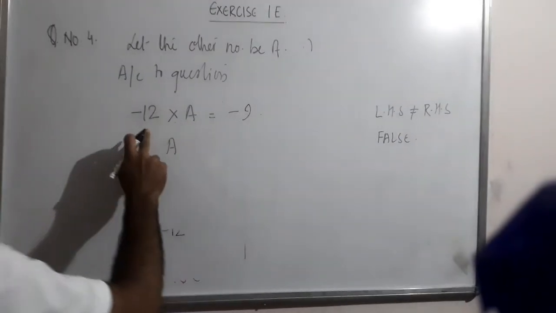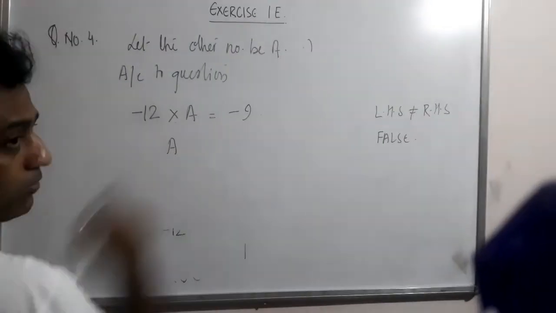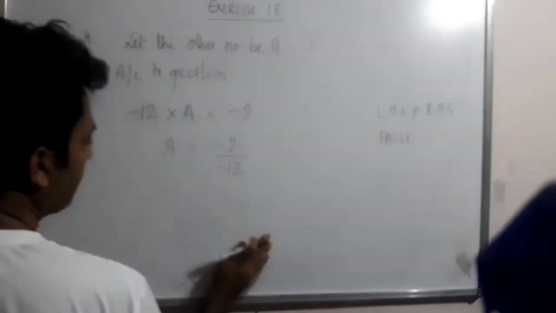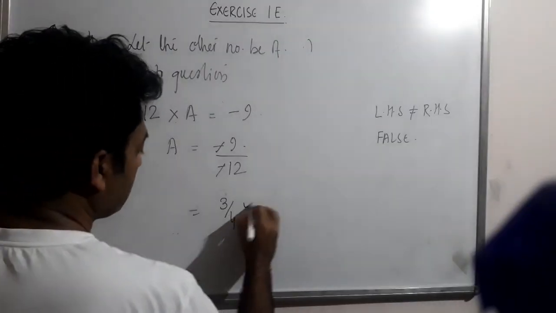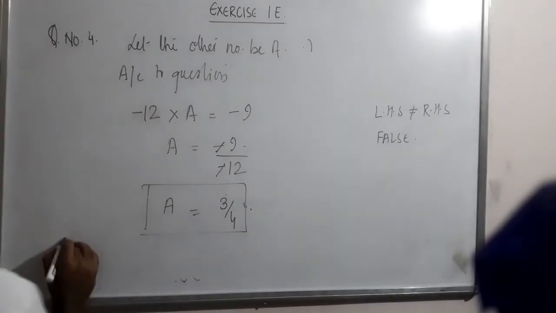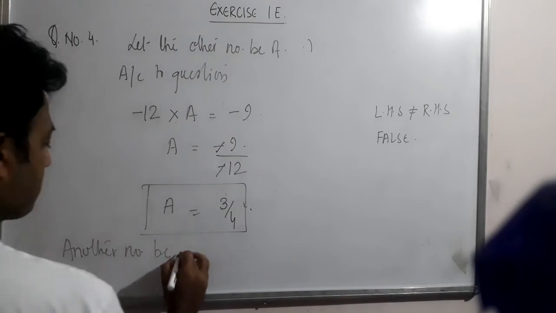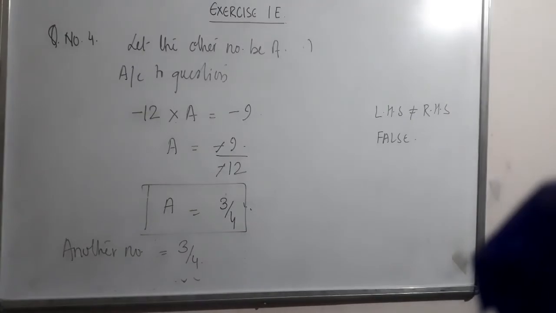So their product is equivalent to minus 9. Always remember, anything which is on the left hand side of the equation and is multiplied, it will go to the denominator part of the other side. Directly you can find it out. Minus minus cancelled. So the answer is 3 by 4. A is equal to 3 by 4. This is how you will solve question number 4.